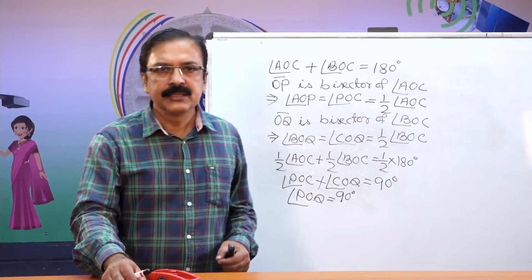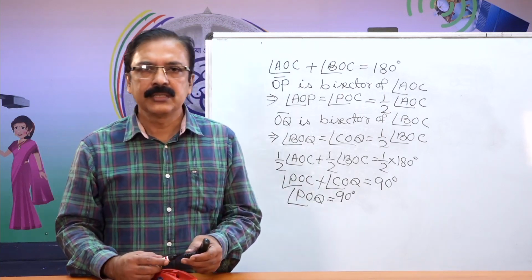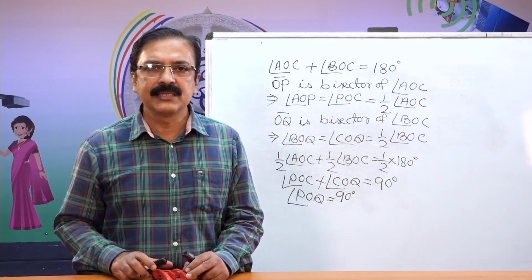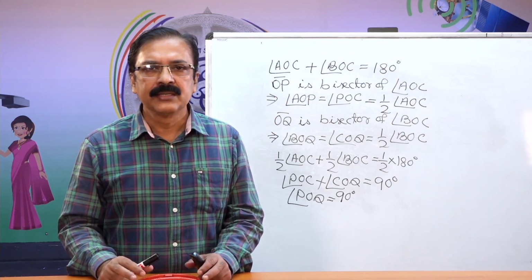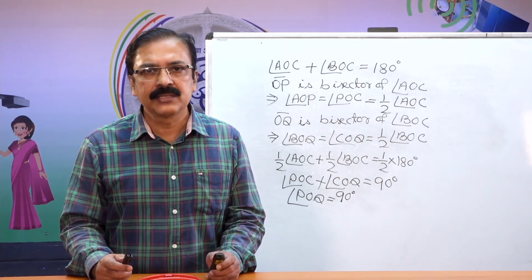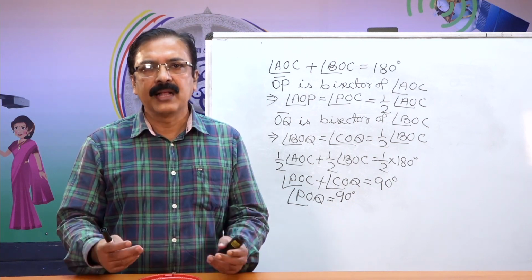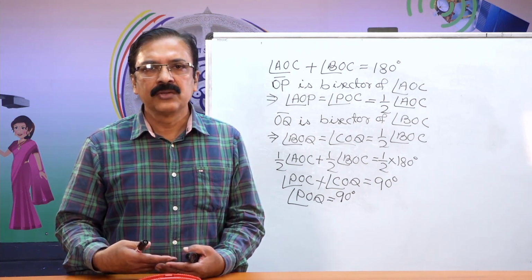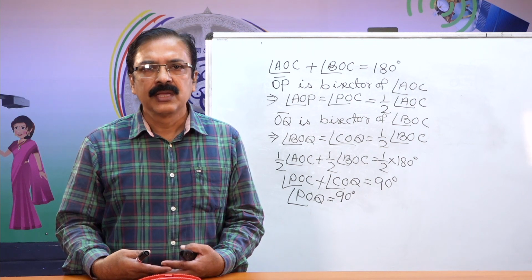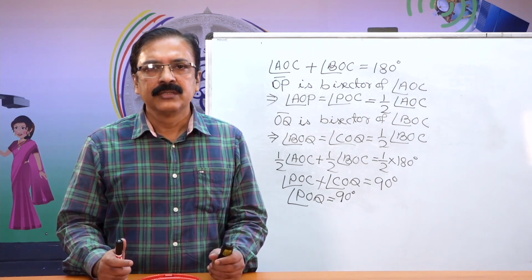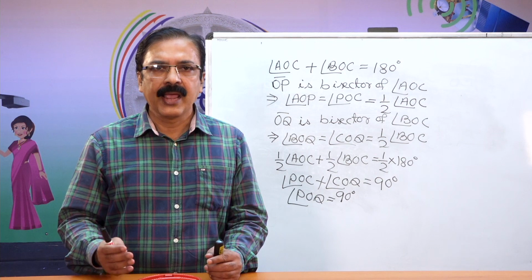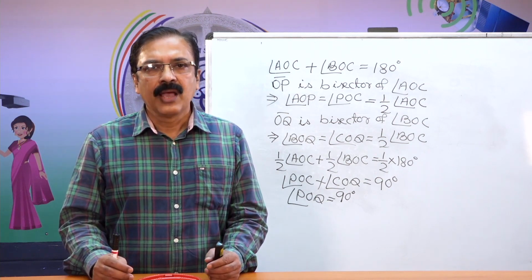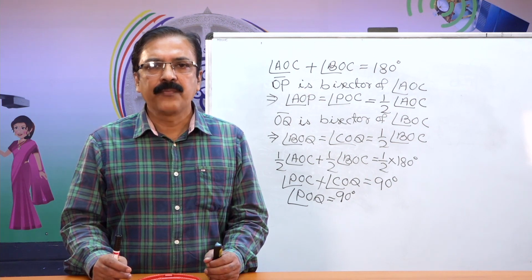So dear students, today we discussed various definitions of straight lines and angles, different types of angles, and pairs of angles like adjacent angles, complementary angles, and supplementary angles. We also learned that when a ray stands on a straight line, the angles so formed are a linear pair.